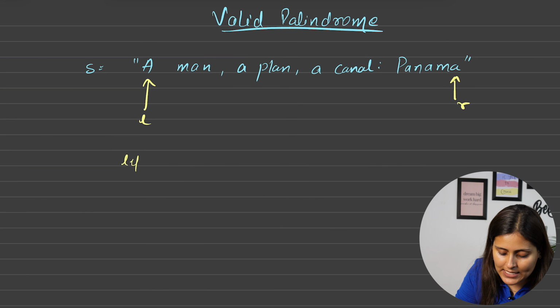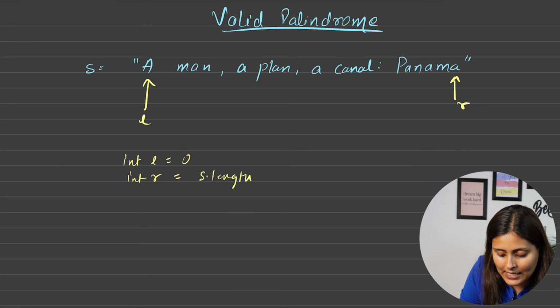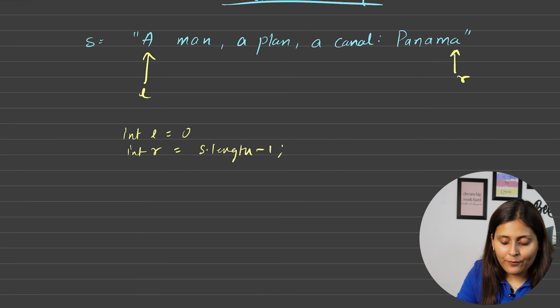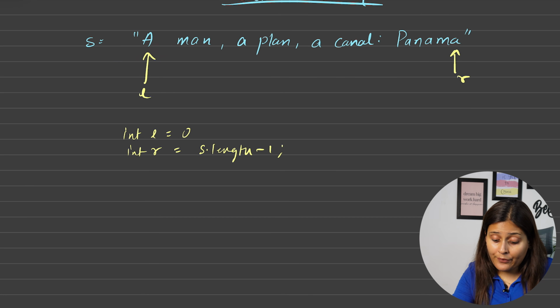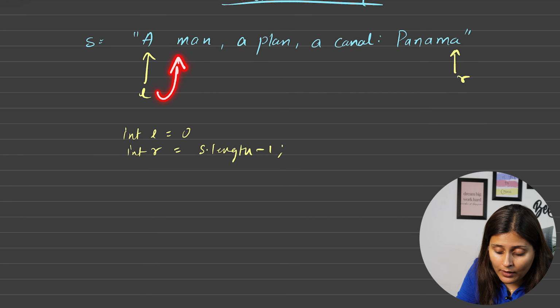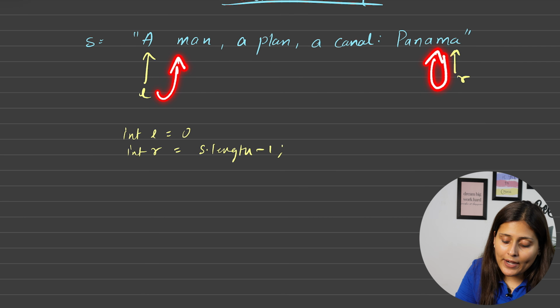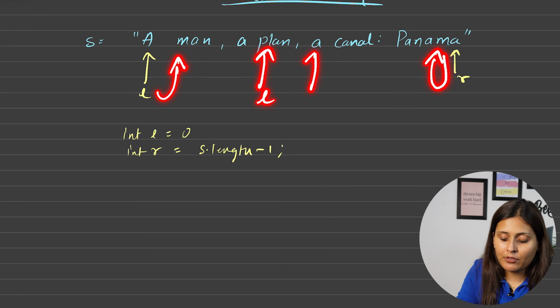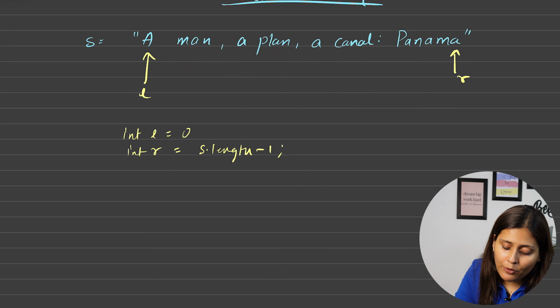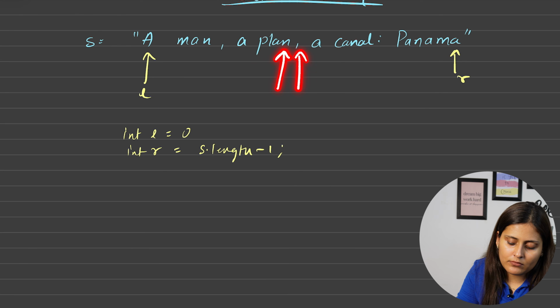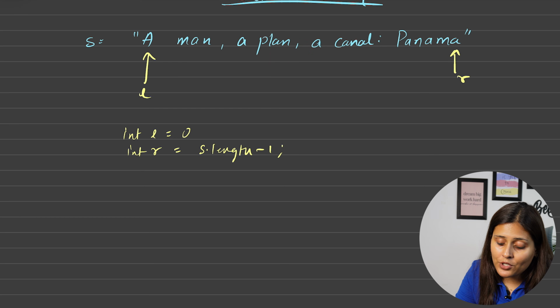So the code will be very simple. Definitely we want to initialize our left pointer, let's say int L, start from 0, and int R will start from s.length - 1, meaning the last index. Now we want to compare left pointer and right pointer. If they match, definitely we want to move our left and right pointer. So at some point of time, left will be here, right will be here, right? Yes. Now at some point of time, right will cross and left will cross each other.